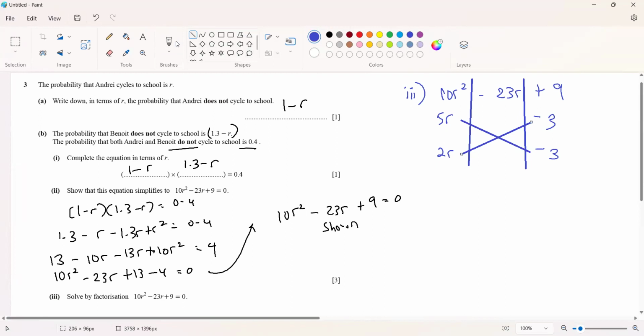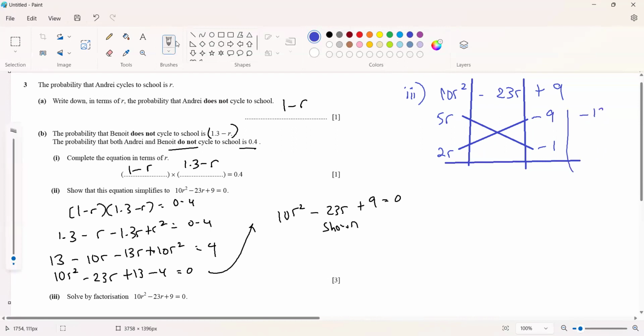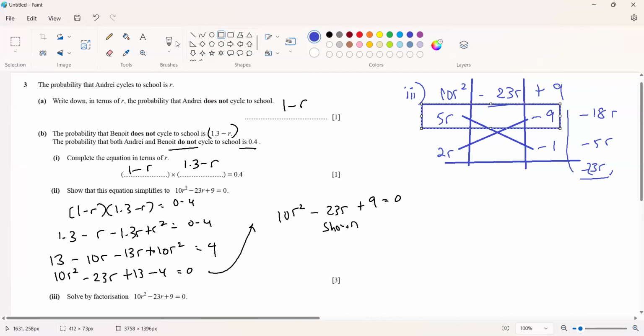So if I draw my cross here, this would be -15R, -6R, the result is -21R. So this value is not the same as this value. Therefore, this combination is not correct. So I would need to try another combination. So maybe instead of 3 and 3, I can just opt to do -9 here and -1 here. Probably that would be better. So from here, this will give me -18R, -5R, and this gives me -23R. This is the same as this. Therefore, I can take this double bracket here, this and this.